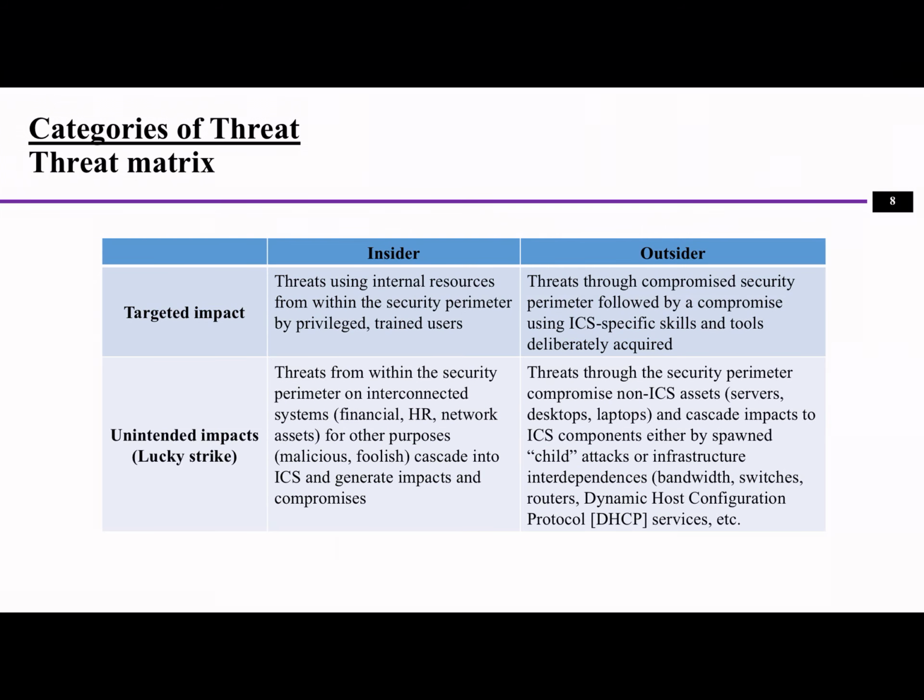So this is the threat matrix. You can tell that they categorize the threat into the insider factors and also the outsider factors, and it can be targeted impact or unintended impacts from different threats. So you can use this matrix to help you identify what kind of threats are around the system, either inside or outside, or targeted or unintended.